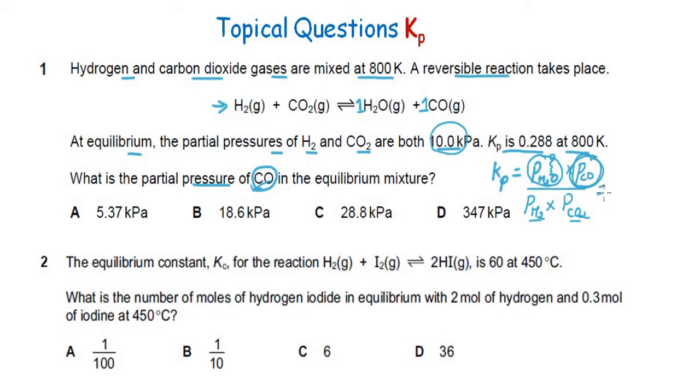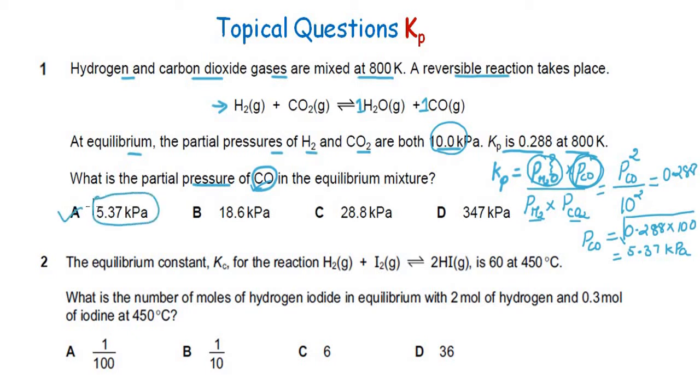So we can rewrite the expression as the partial pressure of carbon monoxide squared, because both the values are the same, divided by 10 squared, since the partial pressures of hydrogen and carbon dioxide are again the same, that is 10 kilopascals squared, equal to the value of Kp, 0.288. Now to find the partial pressure of carbon monoxide, it is the root of 0.288 times 100, to remove the square, which gives us the value of 5.37 kilopascals. So our answer is A, 5.37 kilopascals.